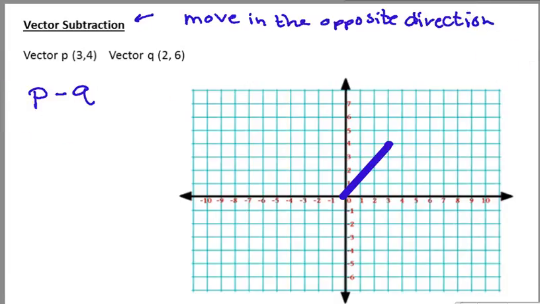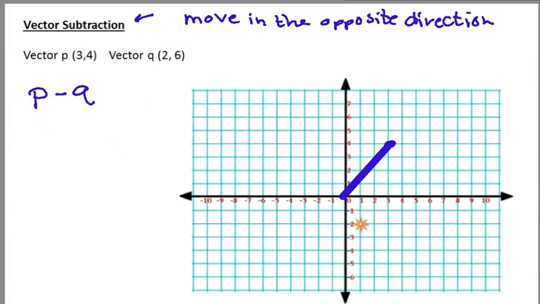So in this case, when I start with vector p and subtract vector q, starting here at the end of p, vector q is 2, 6, but I'm not adding, I'm subtracting. So instead of moving 2 to the right, I'm going to move 2 to the left. 1, 2. Then I have a positive 6, so instead of moving 6 up, I'm going to move 6 down to subtract. 1, 2, 3, 4, 5, 6, and I end up there.